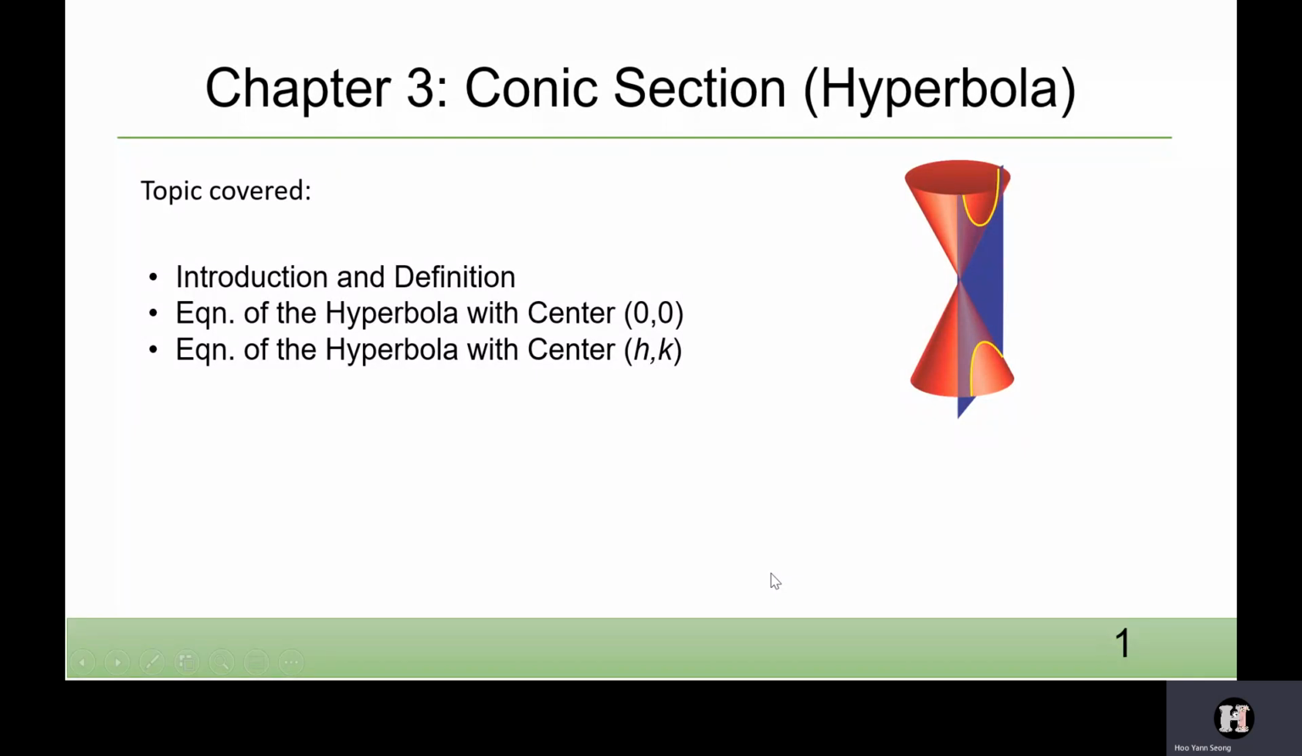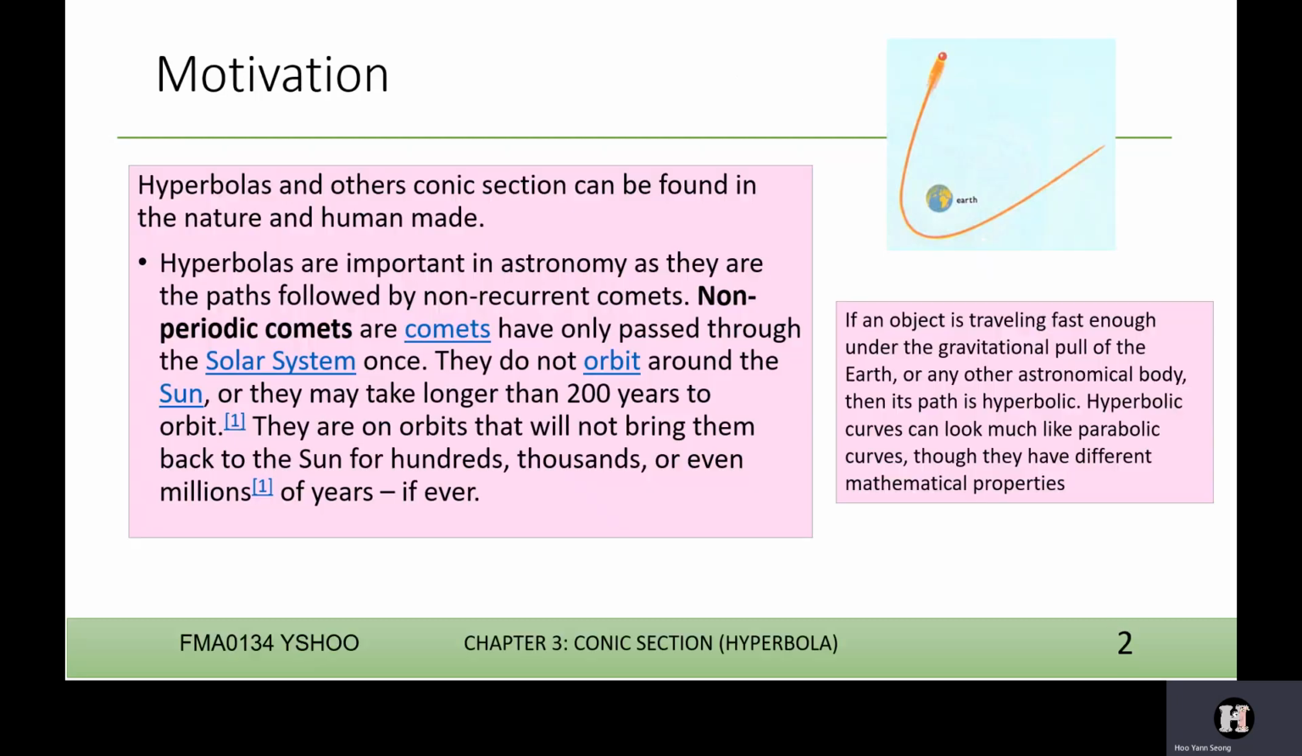Chapter 3, conic section. Over here in mathematics 3, you are going to learn hyperbola only, while in mathematics 2, you're going to learn circle, ellipse, and parabola. So actually, hyperbola exists in nature and in human-made things. One example is that hyperbolas are important in astronomy. Some of the comets, which are called non-periodical comets, follow the path of a hyperbola.